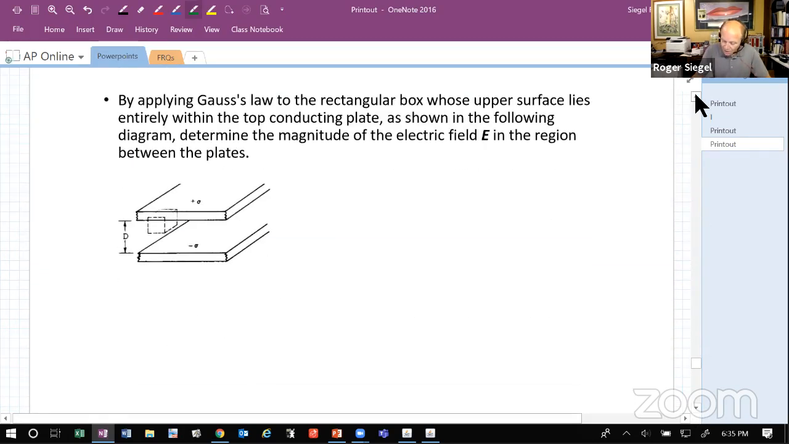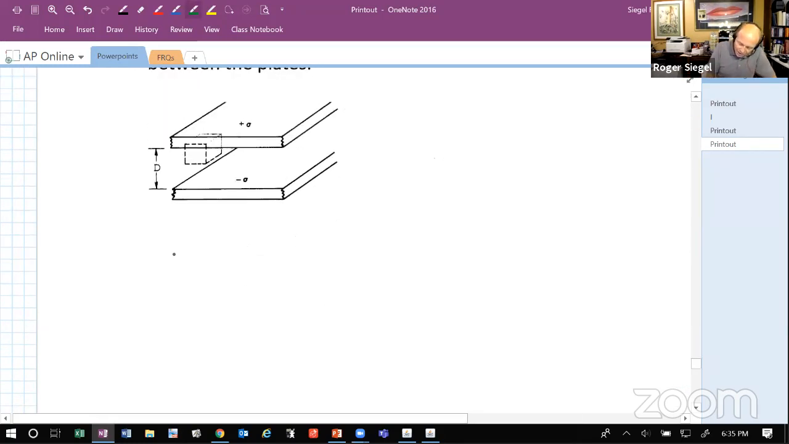Okay, now it says, by applying Gauss's law to the rectangular box whose upper surface lies entirely within the top conducting plate, as shown in the following diagram, determine the magnitude of the electric field E in the region between the plates. All right, now, I'm going to draw this a little bit bigger because I think it will help us to see this, and I'm going to draw it just straight on so that I'm not going to worry about perspective.